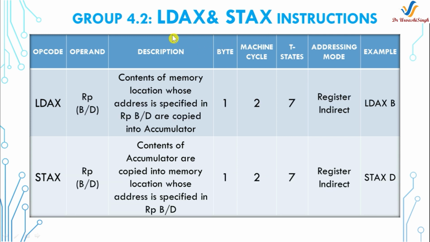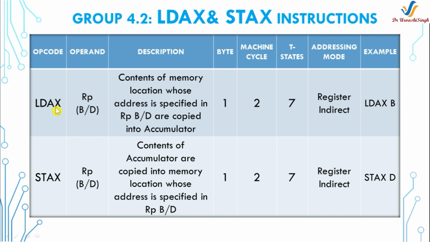Now the next are LDAX and STAX. The difference is this letter X. Here X is denoting that the size of the operand will be 16-bit. Now the first instruction is LDAX. Operand is register pair B or D.